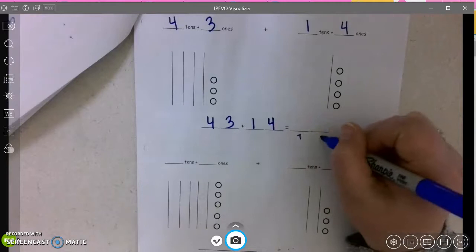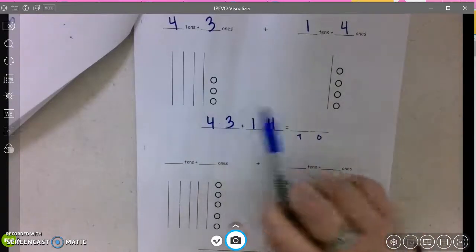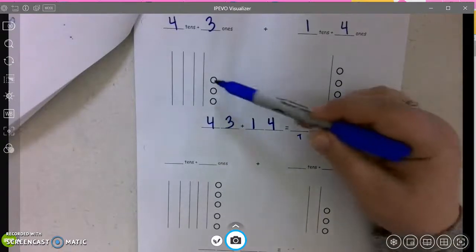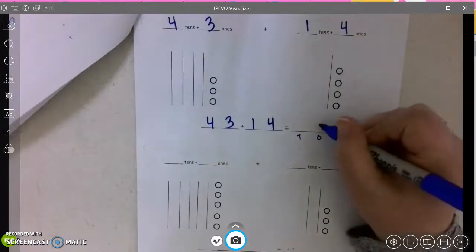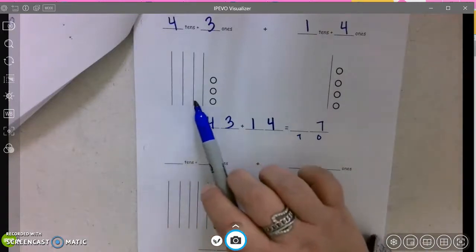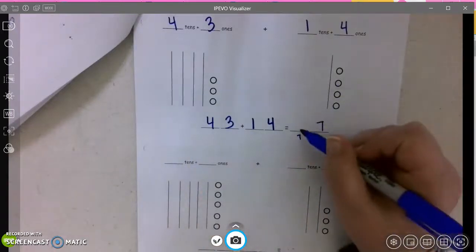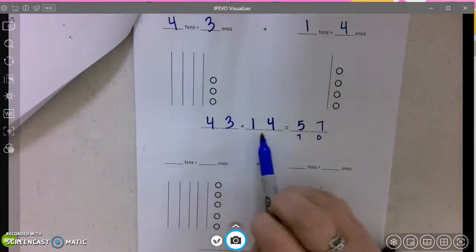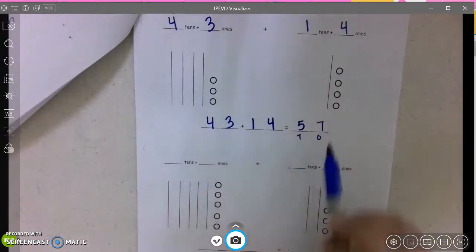Let's start counting our ones first. How many ones do we have? 7 ones. And how many tens do we have? 5. 43 plus 14 equals 57.